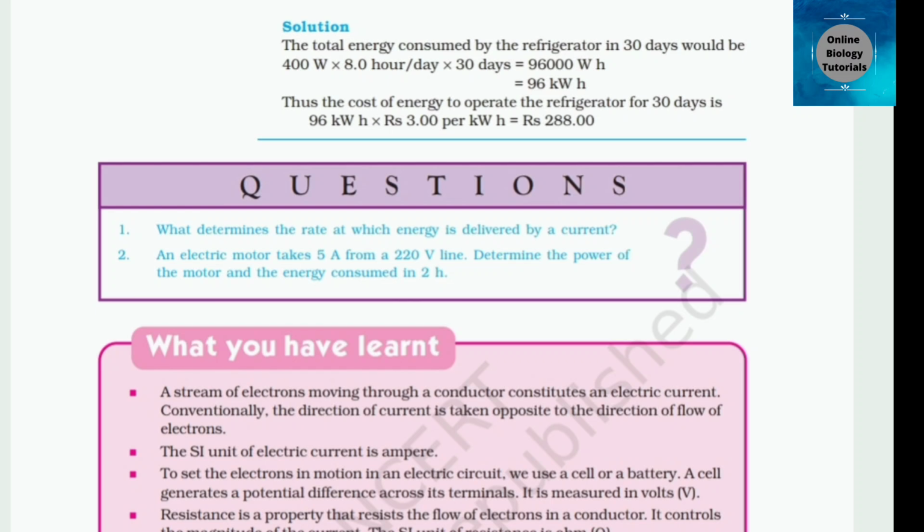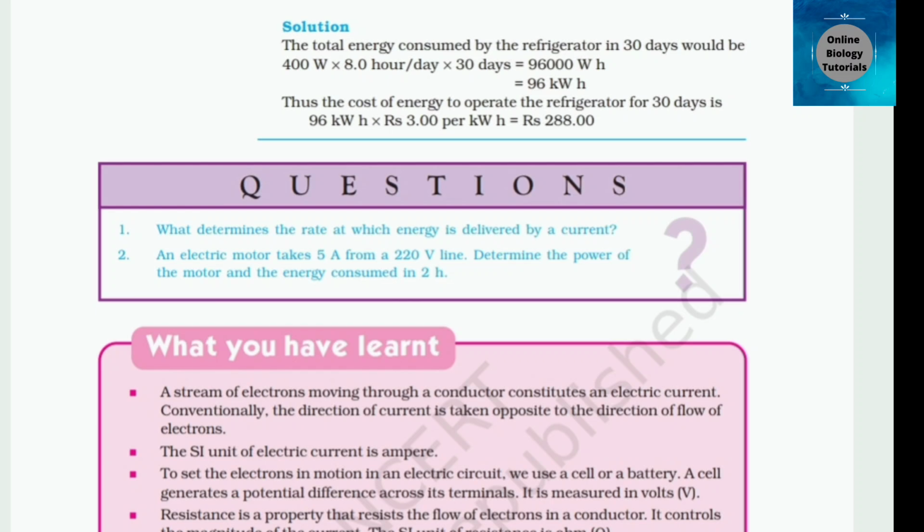Questions. 1. What determines the rate at which energy is delivered by a current? 2. An electric motor takes 5A from a 220 volt line. Determine the power of the motor and the energy consumed in 2 hours.